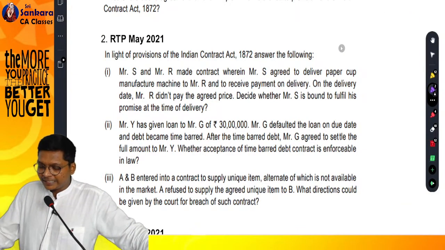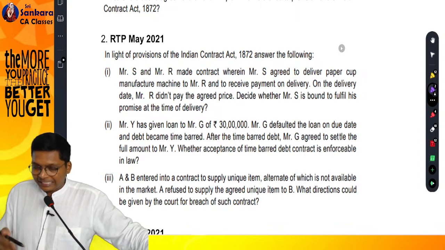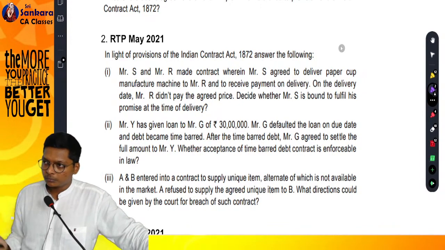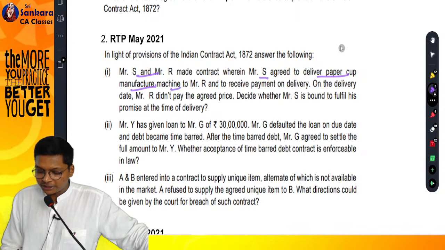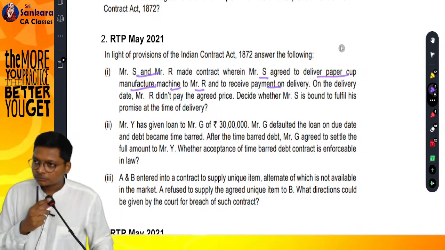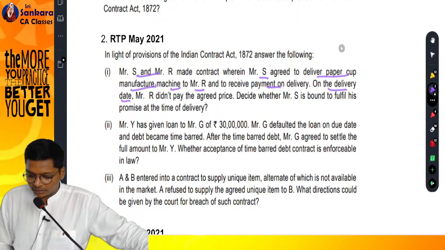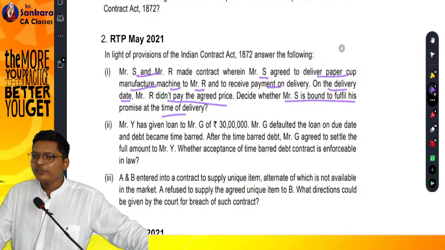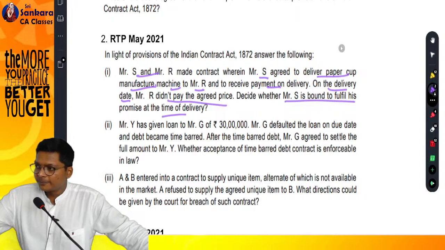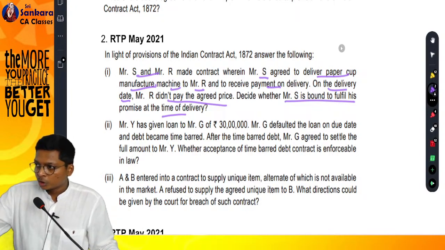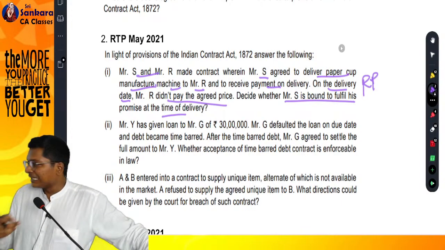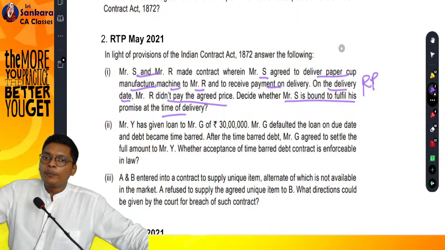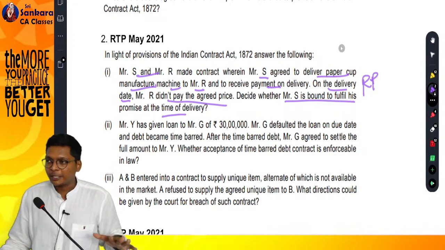In the provisions of Indian Contract Act, answer the following. As we keep going, I will leave the question reading also to you. Okay. S and R made a contract where S agreed to deliver a paper cup manufacturing machine to R and to receive payment on delivery. On the fulfillment date, R did not pay the agreed price. Decide if S is bound to fulfill the promise. Should he fulfill it, guys? No, not bound to fulfill the promise. Why? Reciprocal promise says, I will perform my obligation only if you perform the obligation. Unit 4 of Indian Contract Act. Are you able to follow, guys?